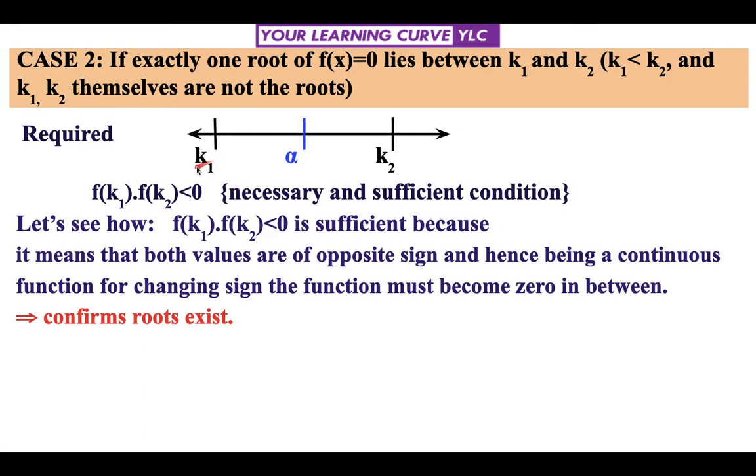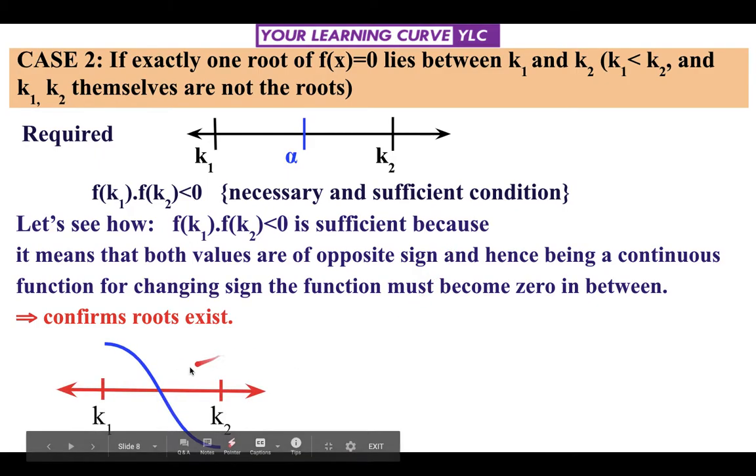And since it is a continuous function, when it goes from positive to negative or negative to positive, it definitely attains the value 0. Let's see it graphically. Suppose at K1 the function is positive and at K2 the function is negative. These two are of opposite sign. So if this is positive, this has to be negative, and we have to join these two points by a continuous curve, not a straight line, because it's a parabola.